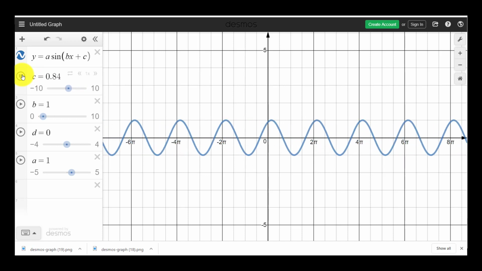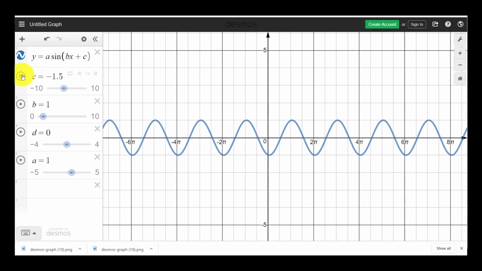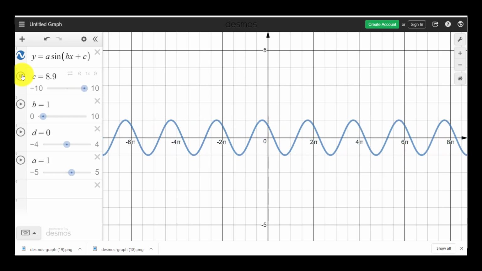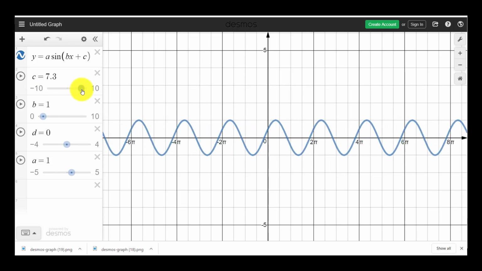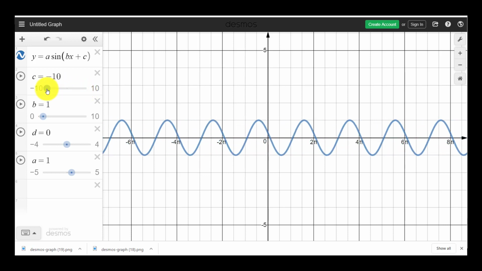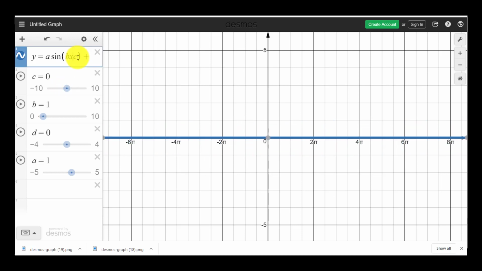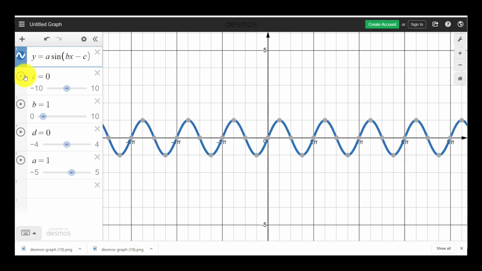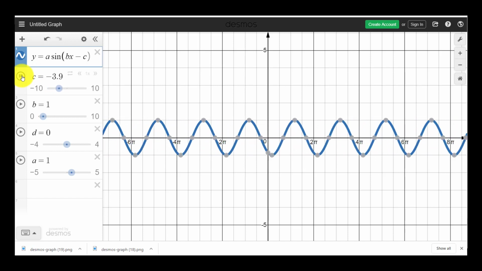Now, c does have this magical thing where, like b, it works opposite to what we expect. You see how as it increases, as it goes up towards 10, it shifts backwards. You can see that movement. As I go back down to the negatives, it shifts forwards. So we counteract that by just making it bx minus c. Now that's good, and we get our shift. Fun. But it's still not perfect.